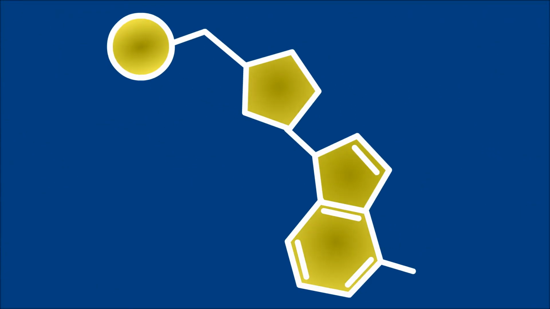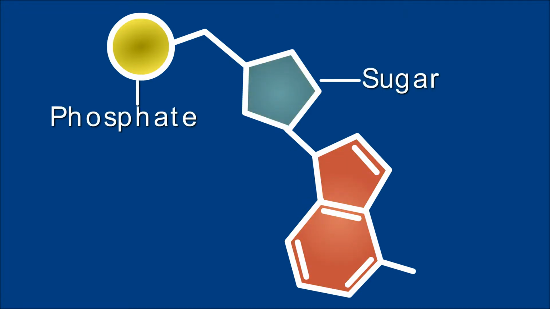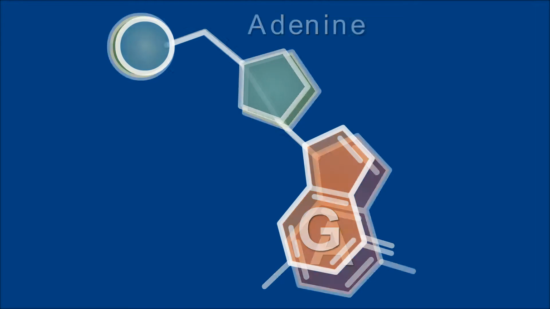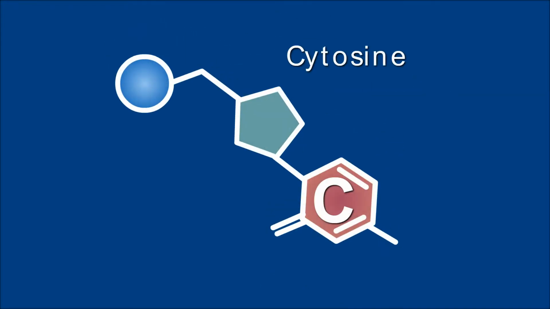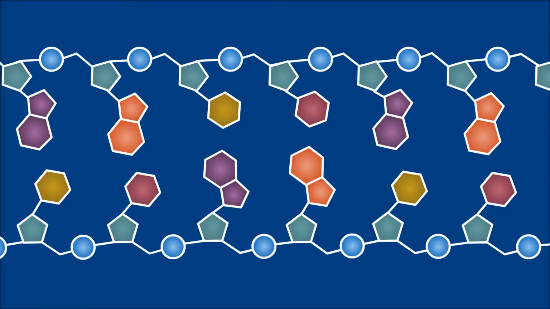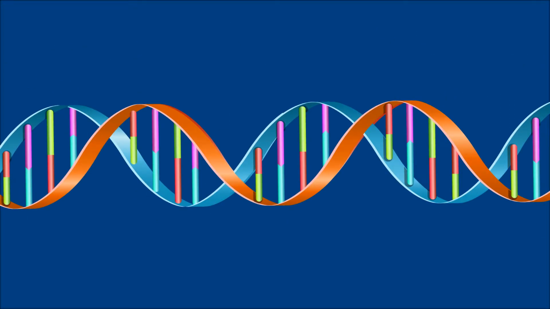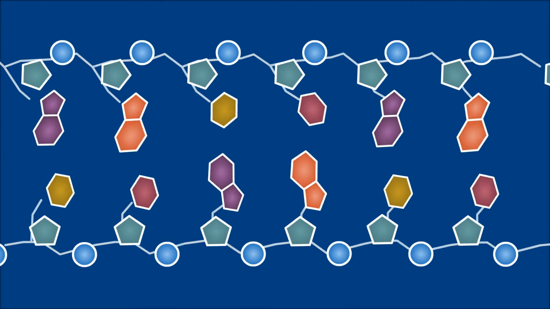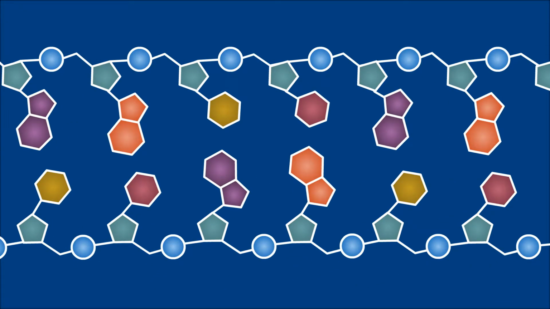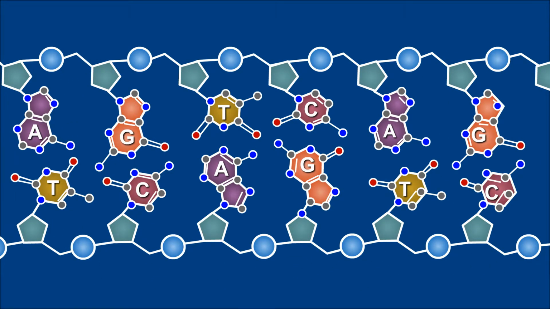A nucleotide has three components: a 5-carbon ring sugar, a phosphate group, and a nitrogen-containing base. The nitrogen-containing base may be adenine, guanine, thymine, or cytosine. A DNA strand is therefore a string of ATCGs in various combinations. The two DNA strands are held together by hydrogen bonds between the nitrogen bases.